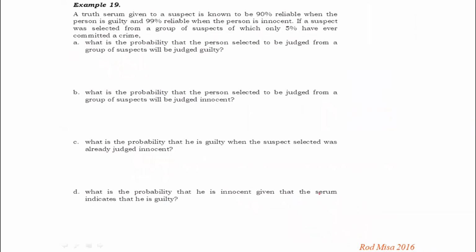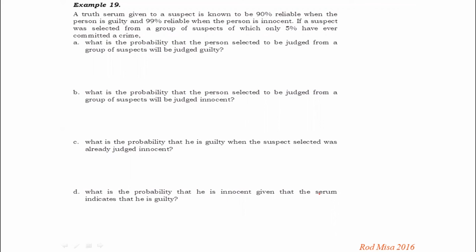Now, let us solve this last problem here. A truth serum given to a suspect is known to be 90% reliable when the person is guilty and 99% reliable when the person is innocent. If a suspect was selected from a group of suspects of which only 5% have ever committed a crime, what is the probability that a person selected to be judged from a group of suspects will be judged guilty?